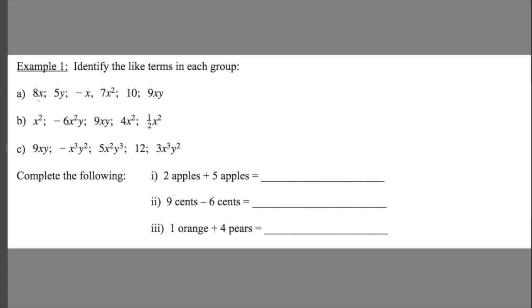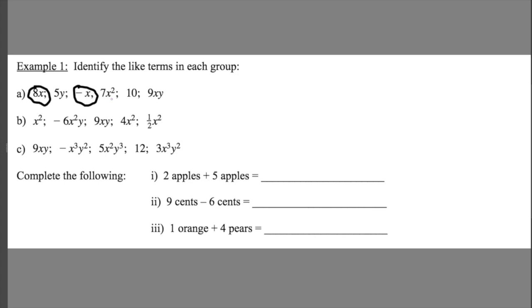If we take a look at the x's, we have 8x and negative x, which are like terms. So these two are going to be like terms. Let's compare it to everything else in this list. 5y, the only other term that has y is 9xy, but 9xy has an x in it. Because it has another letter with it, it is not a like term with 5y.